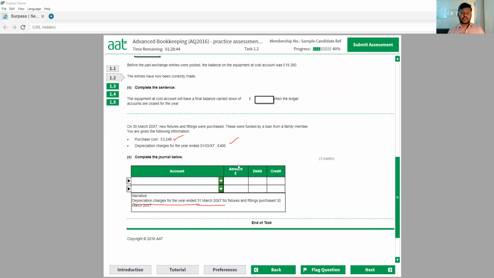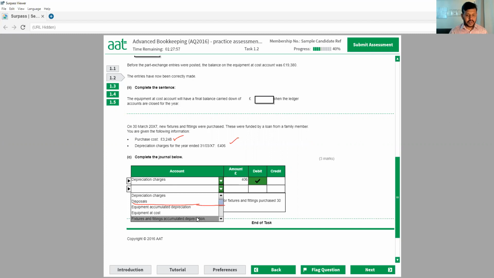For all the depreciation, we have a simple journal. Depreciation charge is the expense on the profit and loss account, and for that reason, it is a debit. So depreciation charge will be debit on the profit and loss account as an expense. On the other hand, the accumulated depreciation for that asset will be credit on the statement of financial position. So let's have a look. Depreciation charge will be debit, that is 406, on the profit and loss account. Fixture and fittings, by the fixture and fittings.